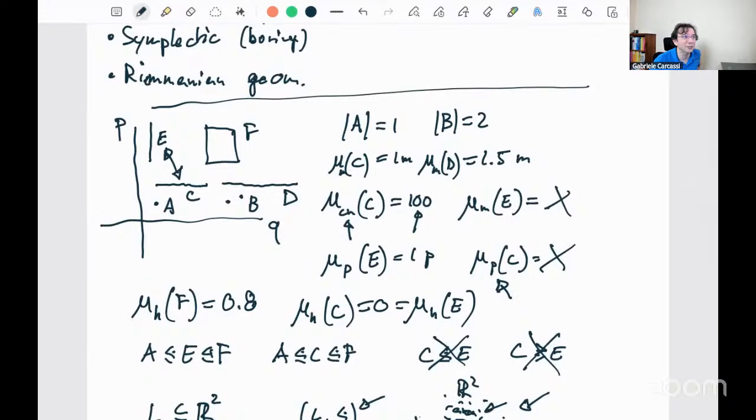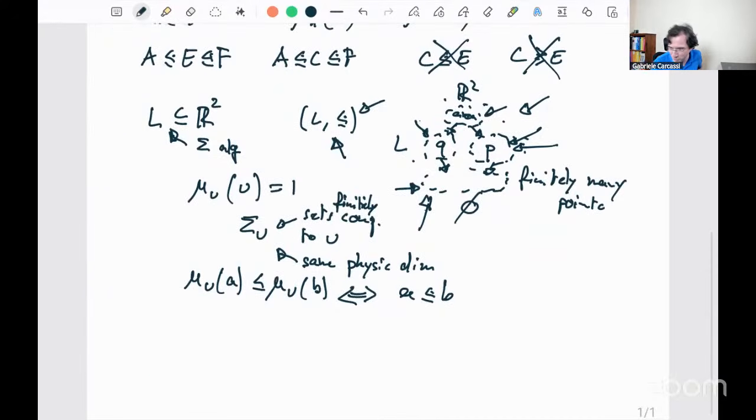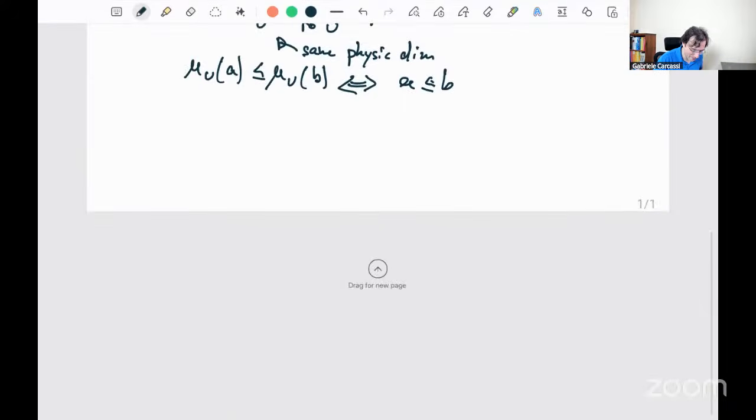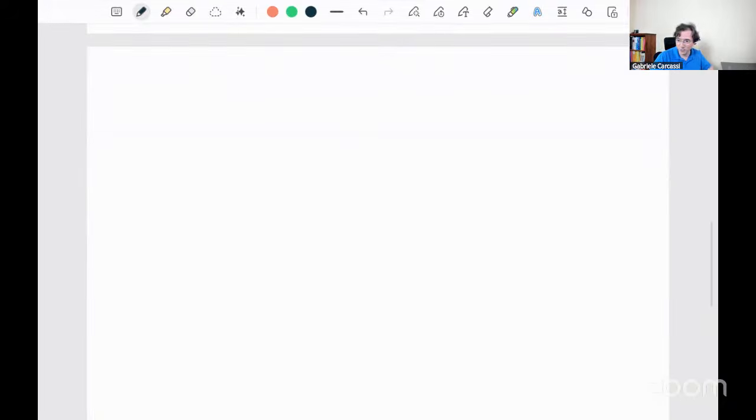Okay, any questions so far? Okay, good. I don't know if there is a question from the chat, but I will stop if I see a question popping up. Okay, so that's the thing for just units, and now we want to talk really about manifolds.